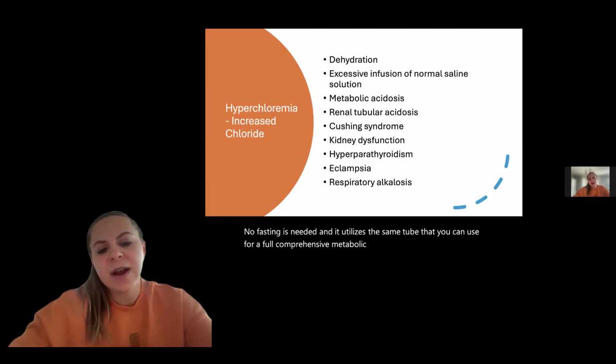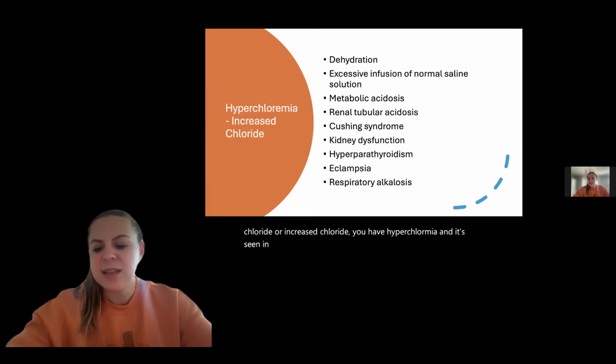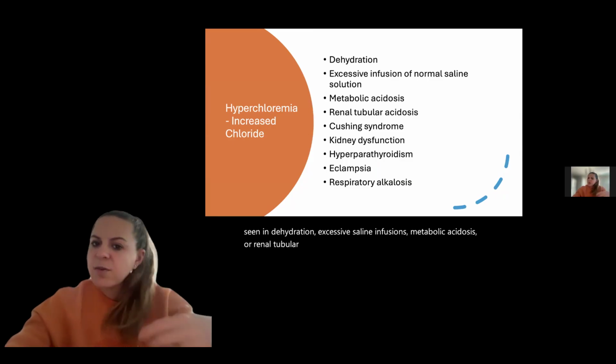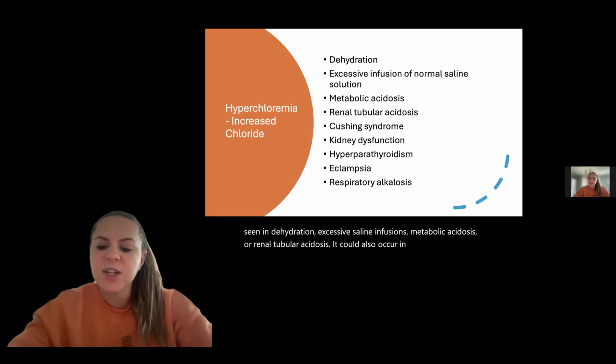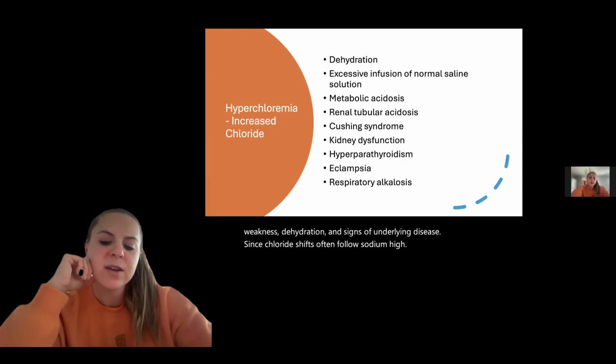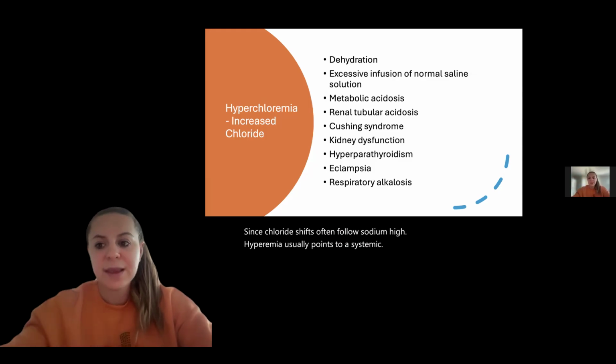When you have high chloride or increased chloride, you have hyperchloremia, and it's seen in dehydration, excessive saline infusions, metabolic acidosis, or renal tubular acidosis. It could also occur in Cushing's syndrome, kidney dysfunction, or eclampsia. Clinical symptoms could include weakness, dehydration, and signs of underlying disease. Since chloride shifts often follow sodium, hyperchloremia usually points to a systemic fluid or acid-base imbalance.